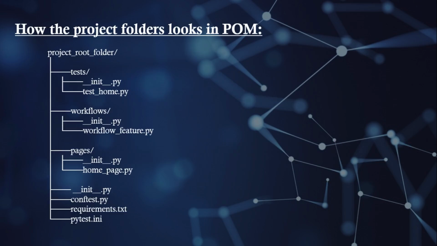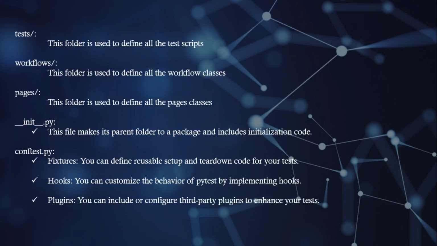This is the folder structure of the Python Pytest Playwright project in a POM design pattern. We have learned three different layers in the previous slide. The same way we should have three different folders in the POM project. And there are some supporting files also present in the POM project. Let's see one by one. The first one is the test folder, which is used to define all the test scripts. So we are going to keep all the test case Python files in this folder.